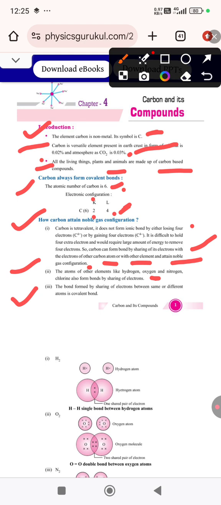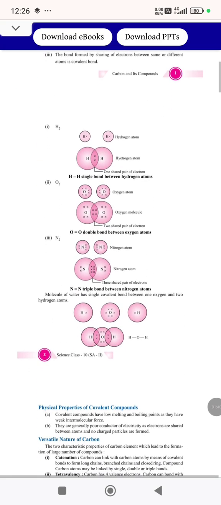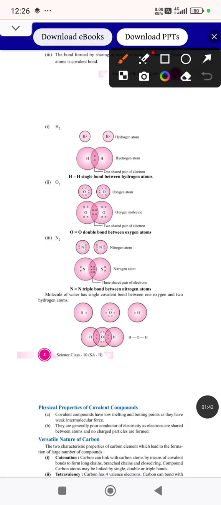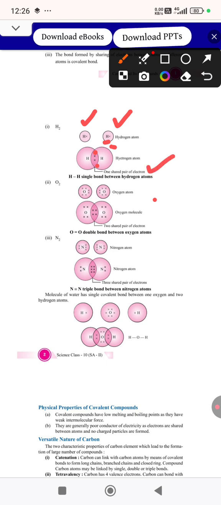We will see here, if we take H2, then each H contains 1 electron in its outermost shell, so each has 1 valence electron. These electrons are shared together and they form a bond. There is one shared pair of electrons in it. So H and H have one shared pair of electrons, so it contains a single bond between the hydrogen atoms.